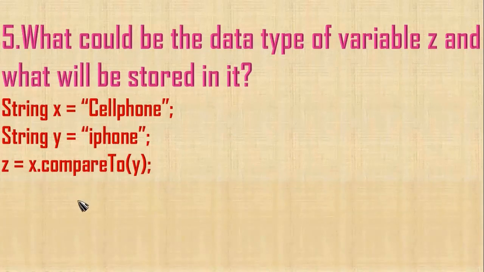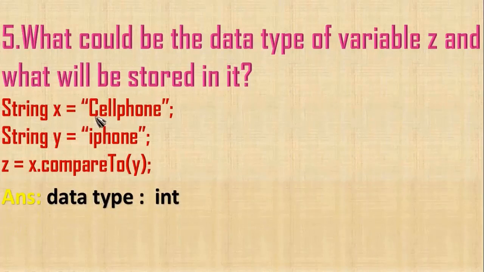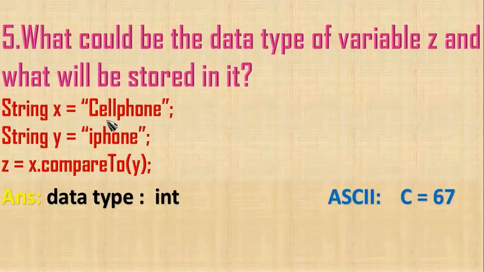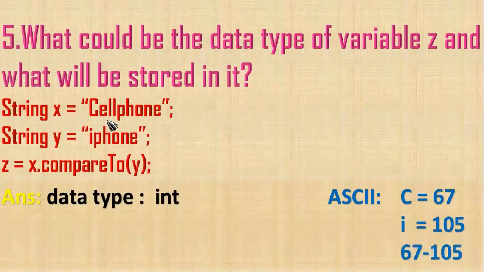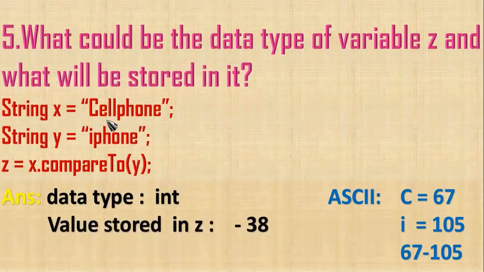compareTo returns an integer data type after comparing. Both the strings will be compared lexicographically, that is, as per the dictionary. To compare, it will consider the ASCII code of the starting letters of the words. If both are different letters, it will take the ASCII value, or else it will compare the next letter of the word. Here the ASCII value of capital C is 67, and the ASCII value of small i is 105. So the difference between these two, that is 67 minus 105, will be minus 38.